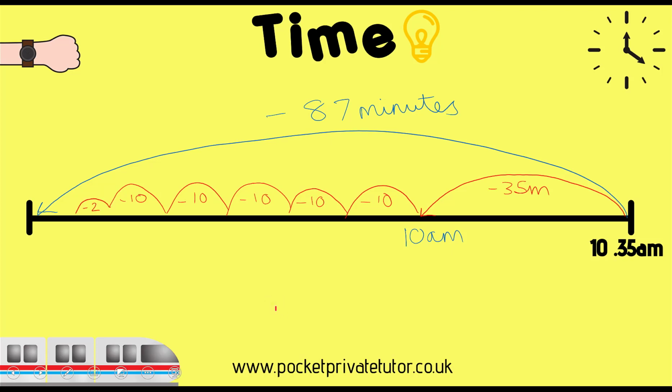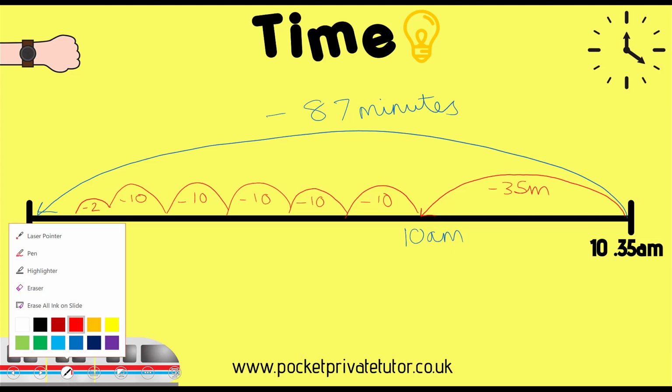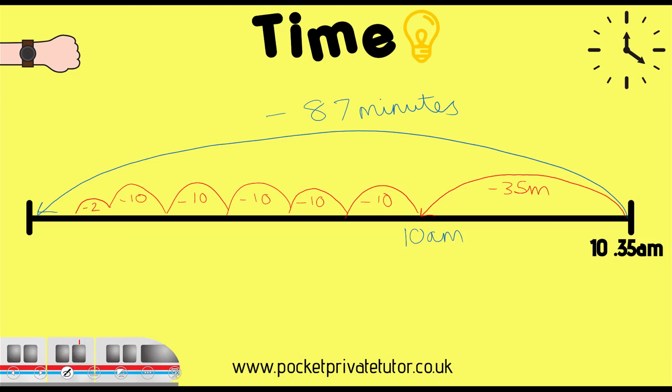Now I've put my jumps in, I can start to write down what happens after each jump. So 10 o'clock, take away 10 minutes is 9:50. 9:50, take away 10 minutes, 9:40. 9:40, take away 10 minutes, 9:30. 9:30, take away 10 minutes, 9:20. Take away another 10 minutes, 9:10. Take away 2 minutes is 9:08. And there you have your answer.